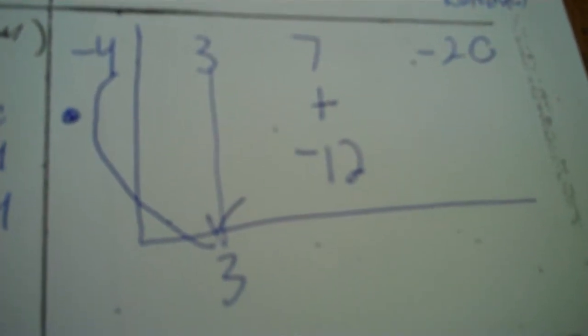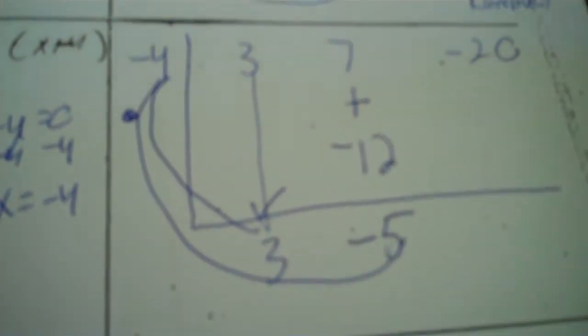Now, this is always just drop down. You got to remember that. Then whenever I drop something down, I need to multiply it by the outside. 3 times -4 is -12. Don't put that here. It goes here so that I can add it to the 7. Okay? 7 plus -12 is -5.